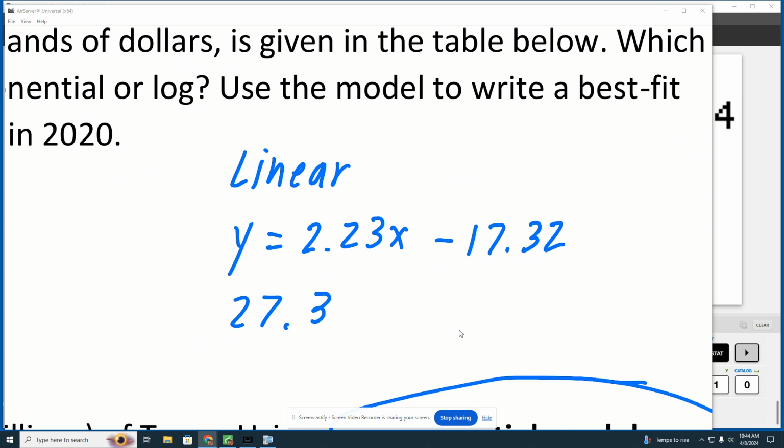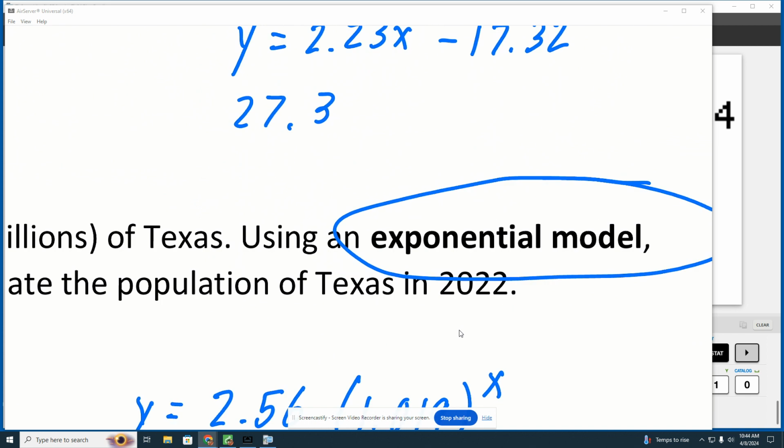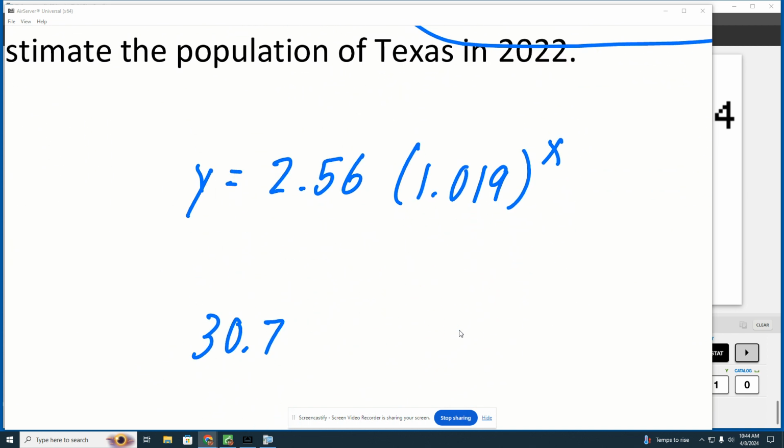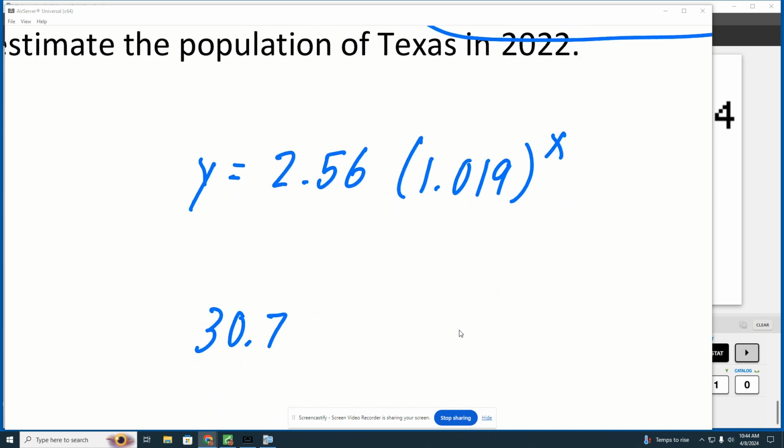All right, last one. Again, you were supposed to do years from 1890. If you did that correctly, it told you what to run, right? It told you to run an exponential regression, so x reg when you do stat calculate. If you did that correctly, you should have gotten somewhere around 2.56 times 1.019 raised to the x power.